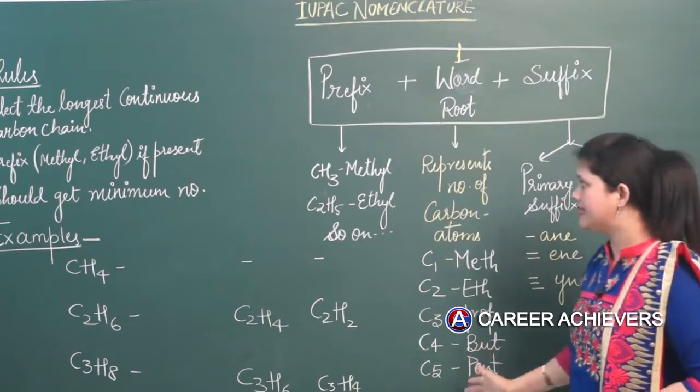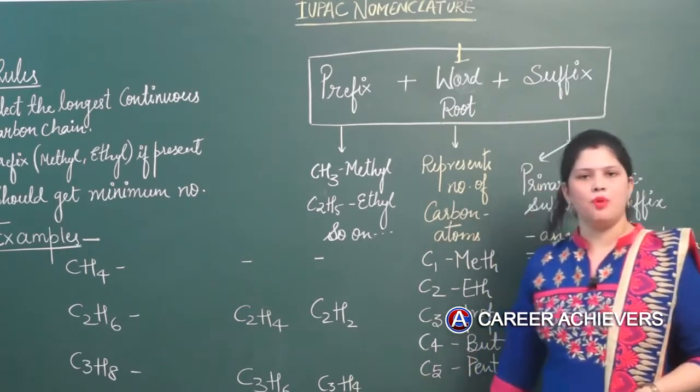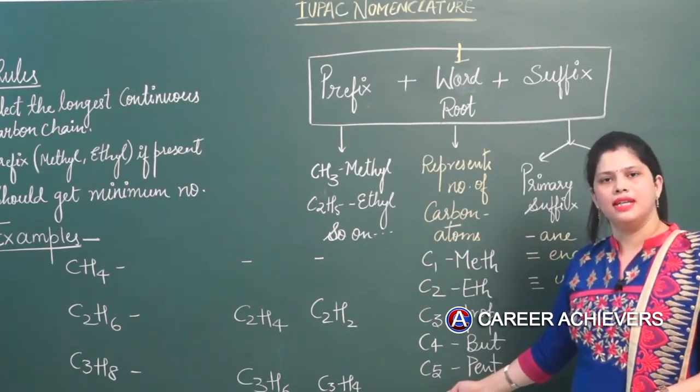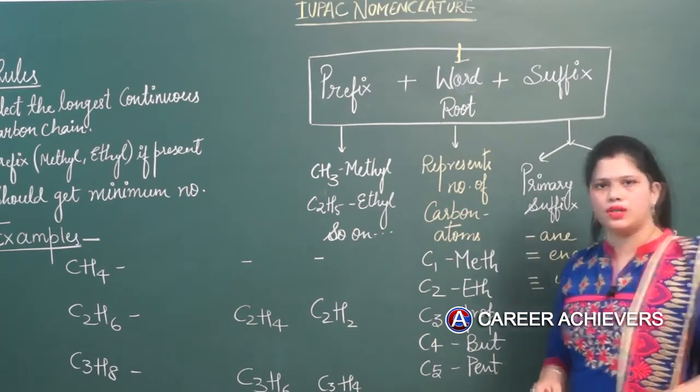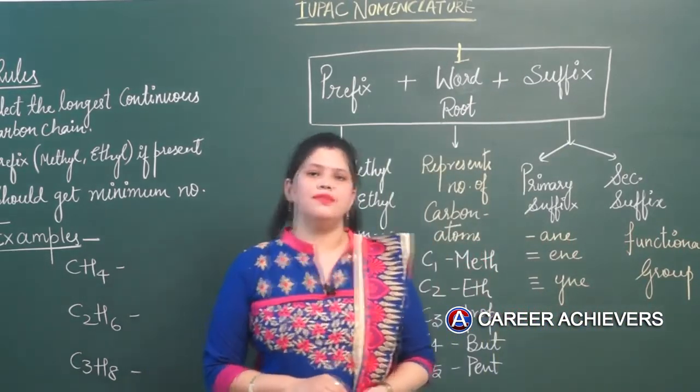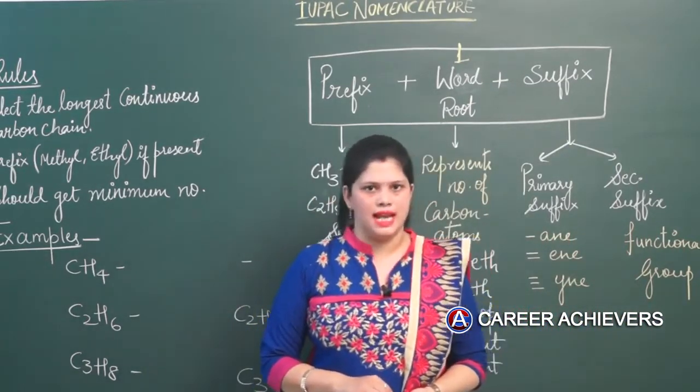This list is endless. We can keep on adding other numbers of carbons, like C6 is hex, C7 is hept, C8 is oct, C9 is non, and C10 is dec. At the level of class 10th, this much is enough.